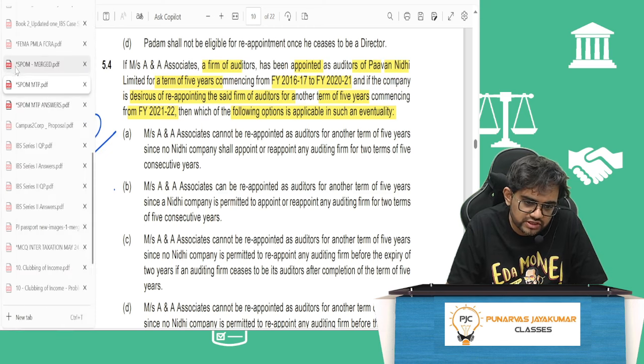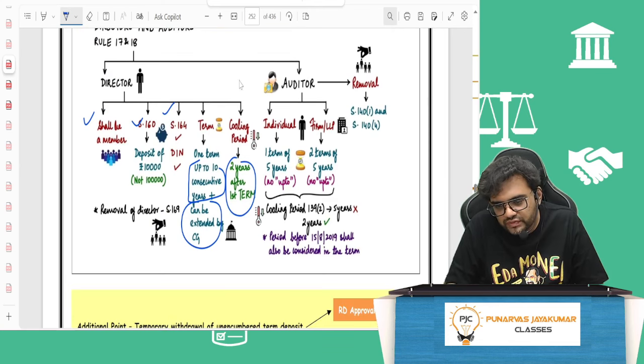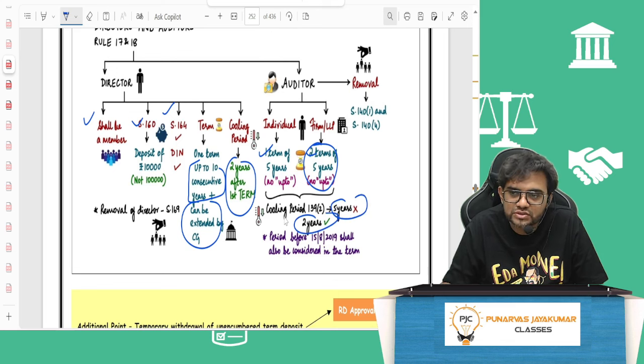So that also I made a chart. Individual, 1 term of 5 years. Firm for two terms of 5 years. It is not up to 5 years and all. 5 years you have to appoint two terms. After that cooling period is not 5 years as per Companies Act, it was there. For Nidhi, it is 2 years.